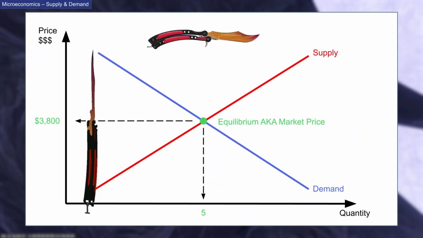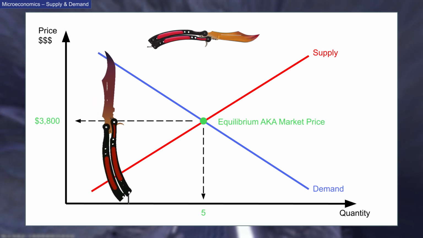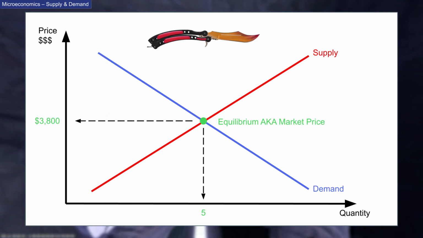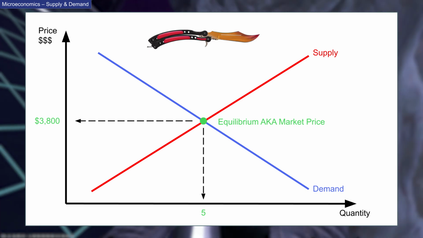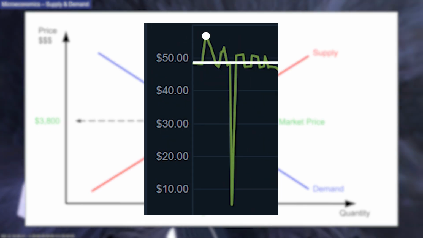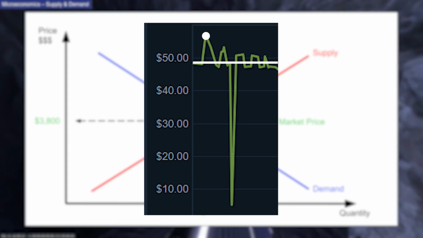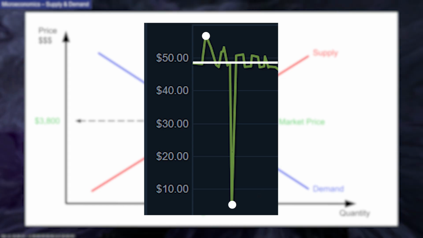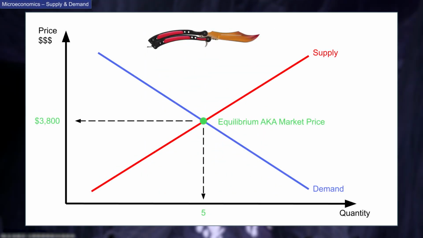For example, taking the Butterfly Knife Fade. If 5 people traded one today for an average price of $3,800 a piece, the graph would look like this. There are people that are willing to pay more than the equilibrium, and there are also people that are willing to sell for less than the equilibrium. These people will all trade at the equilibrium due to the market.